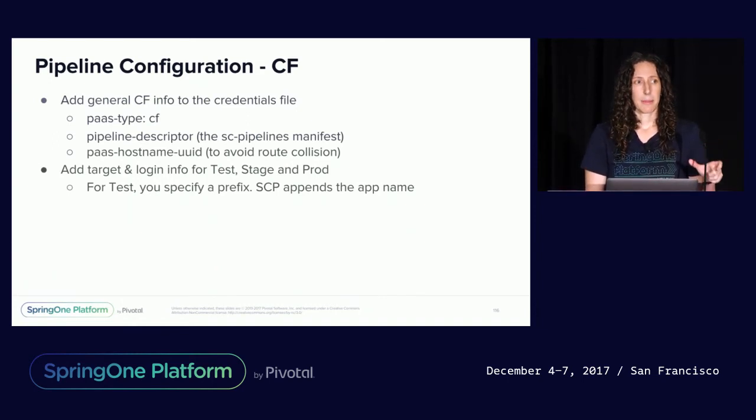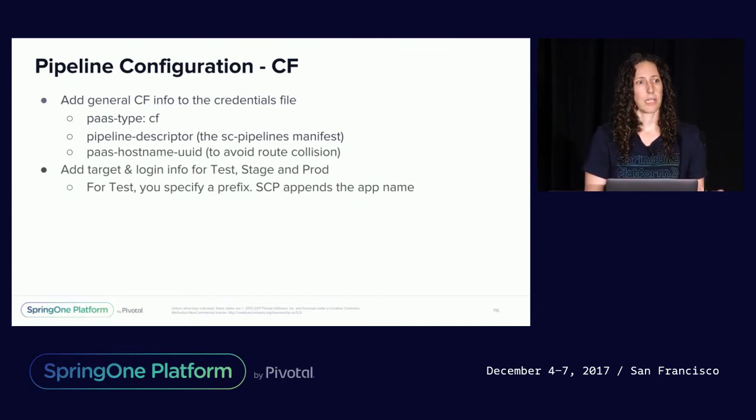And the test space prefix, the stage name and the prod space name that you provide are used as is, because those are assumed to be shared with other applications. The test space, as Marcin also said, is to be isolated just for your application. So Spring Cloud Pipelines will take it as a prefix, and it will automatically append the application name to the end of that test space.